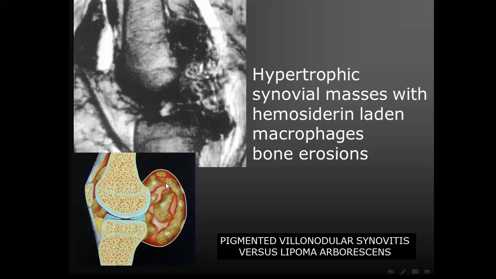The key point is the presence of bone erosions or cystic changes on the opposing surfaces of both bones forming a joint on either side. You will find some cysts here and some cysts here, and soft tissue surrounding in the plane, and then in the MRI you will find this appearance, the marked low intensity due to hemosiderin-laden macrophages and associated bone erosions.